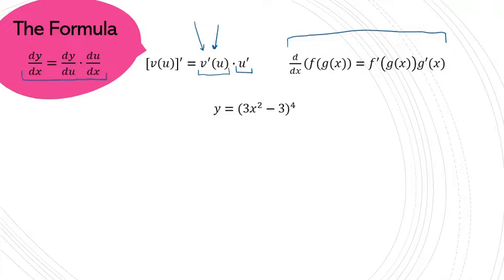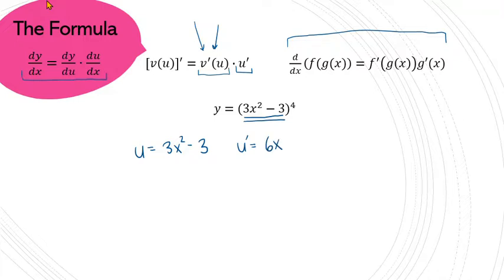So how do we do it? Identify the inner function. I have y equals 3x squared minus 3 to the power of 4. This is the inner function. I'm going to call it u. And I'm going to find the derivative of that, du or u prime. And that's a polynomial. We already know how to do this with just a power rule.